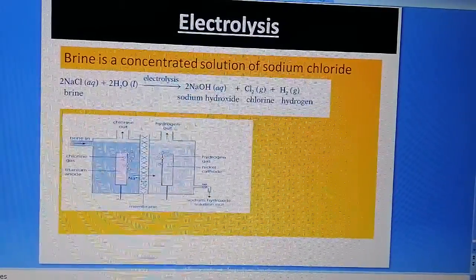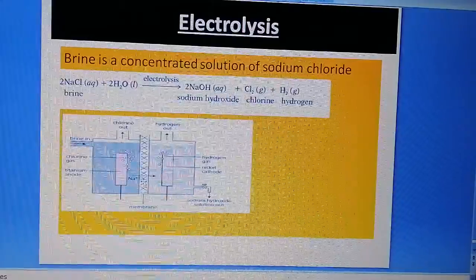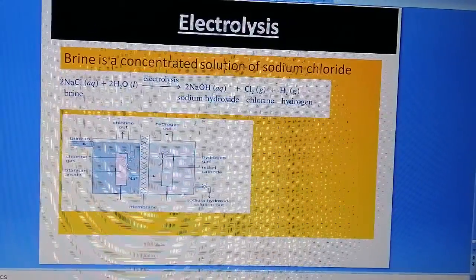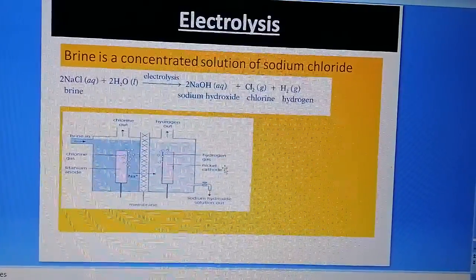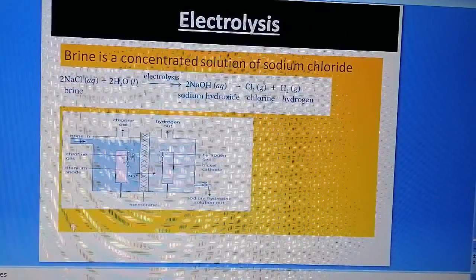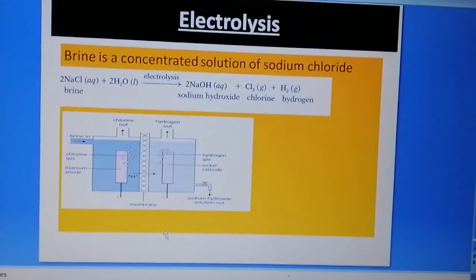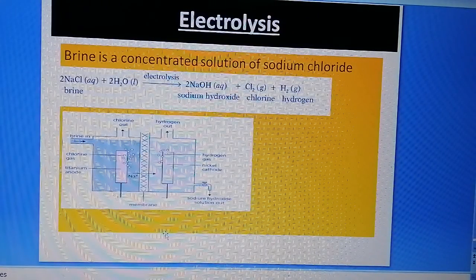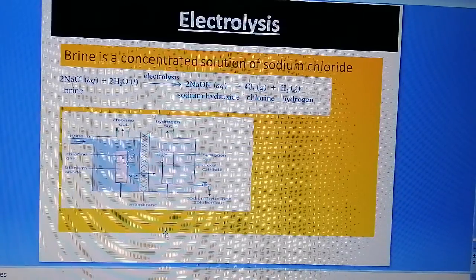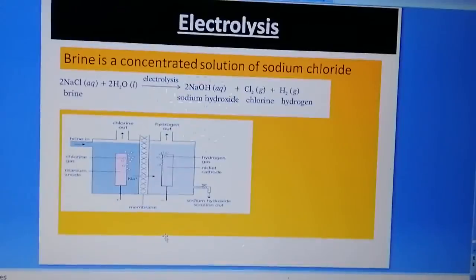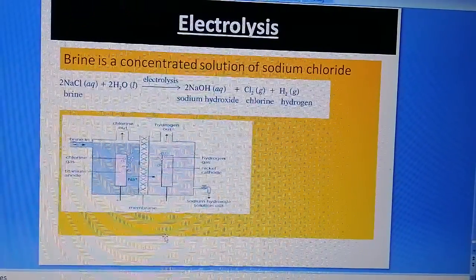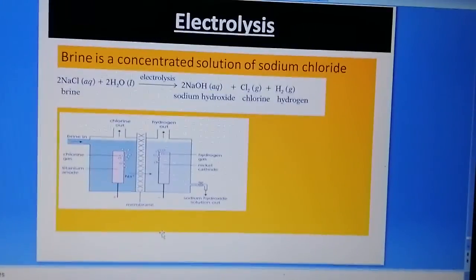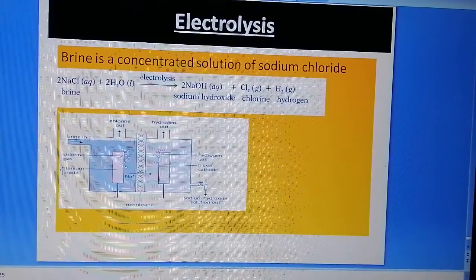Now we will think about the electrolysis of concentrated solution of sodium chloride. You can see here the main equation: sodium chloride undergoes electrolysis to form sodium hydroxide, chlorine and hydrogen. This we studied in 10th standard as the chlor-alkali process. That is chlorine, and along with it NaOH is also formed. NaOH is the alkali. Chlor-alkali process for the preparation of sodium hydroxide.